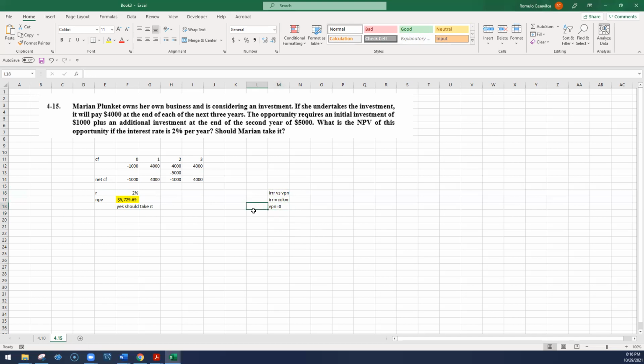I don't think they are going to ask you what you do if your NPV is 0. Will you take it? I will say yes, because my internal return is the same as my opportunity cost. So COK is opportunity cost. This is still the cost of capital. This is the 2% rate.